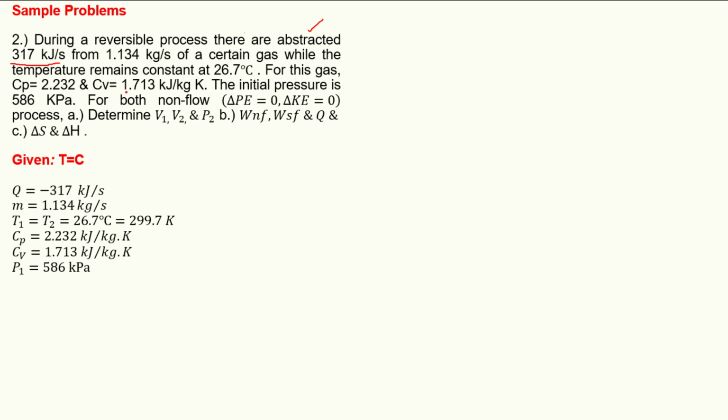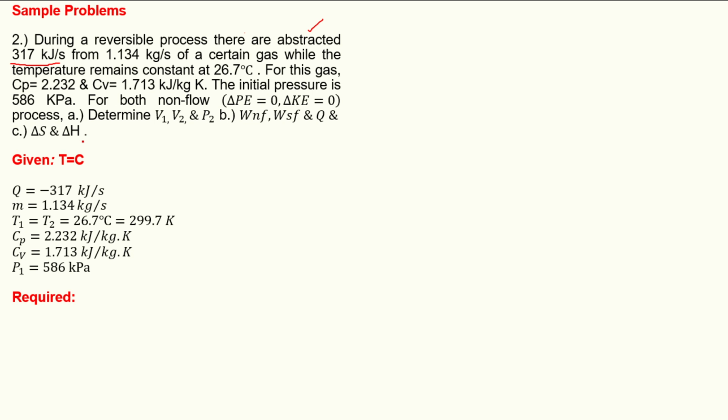Given the Cv, which is 1.713 kilojoules per kilogram Kelvin, and an initial pressure of 586 kilopascal. Kanina yung units natin ay English, ngayon naman ay SI. Kung mapapansin nyo yung mga problem natin, palaging ganun: English muna, tsaka SI para masanay tayo sa both units, kasi both units lumalabas sa ating board exam.